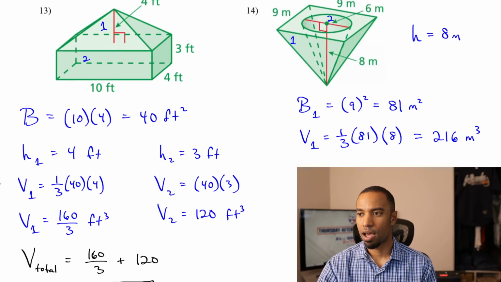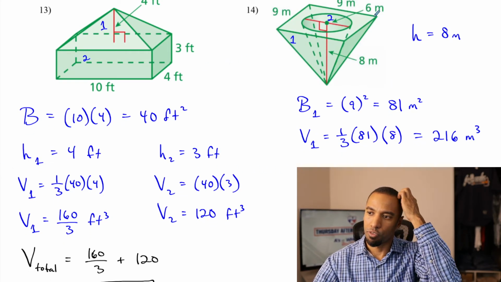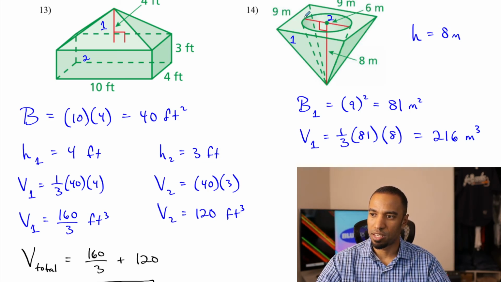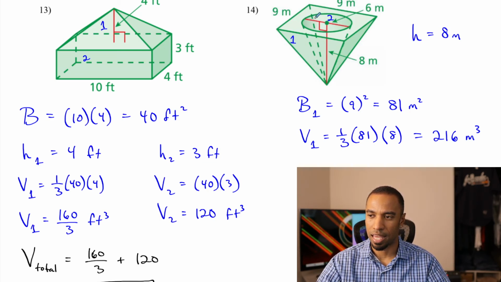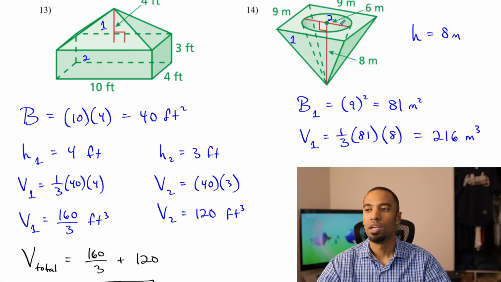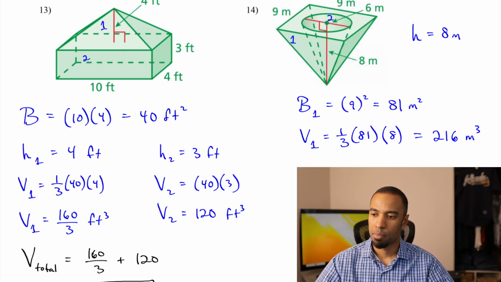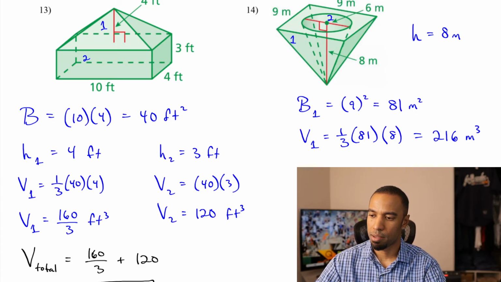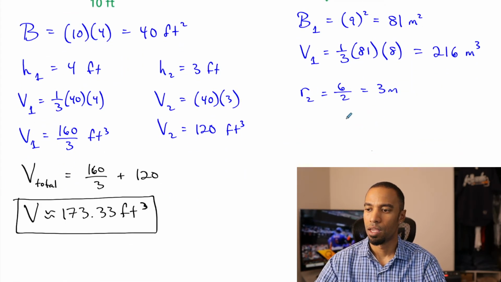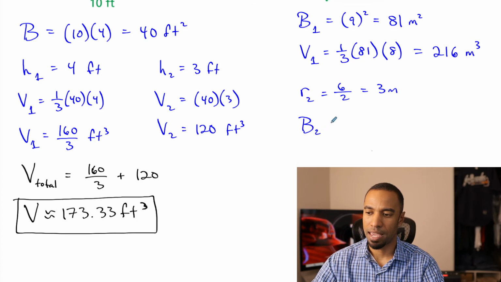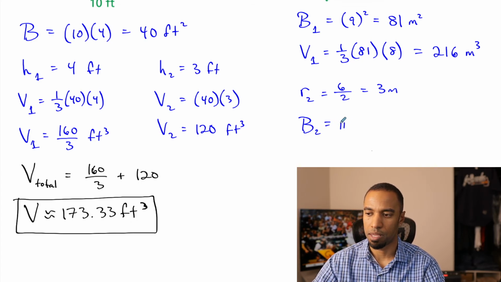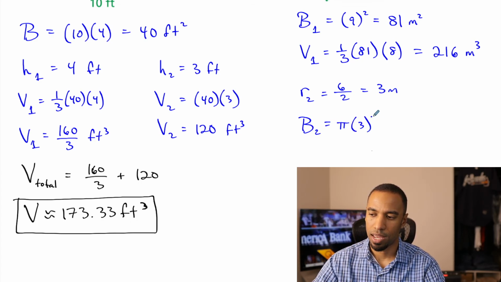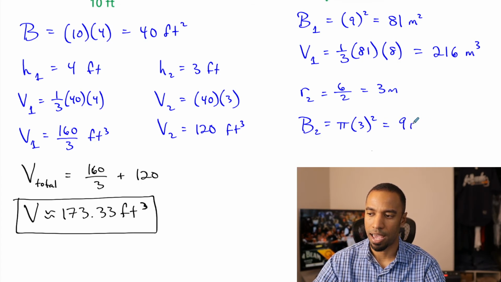So the area of the cone comes from this 6 meters, again, appears to be a diameter. Once they draw a red line like that, they're kind of pointing to the fact it's the whole thing. So 6 meter diameter means a 3 meter radius. So the area of the base of the cone is going to be pi times the radius squared, which is 9 pi square meters.